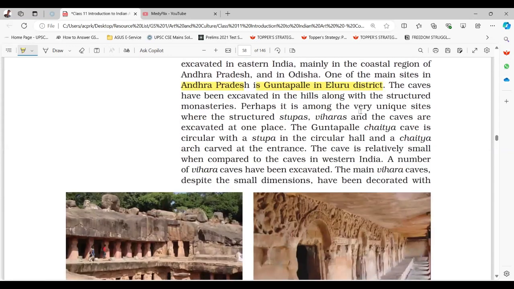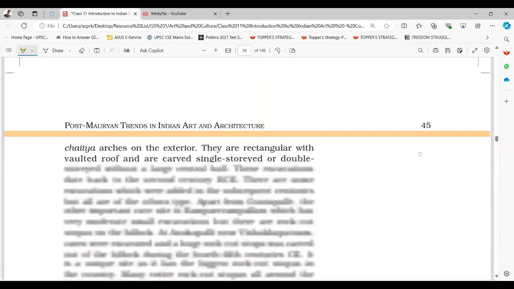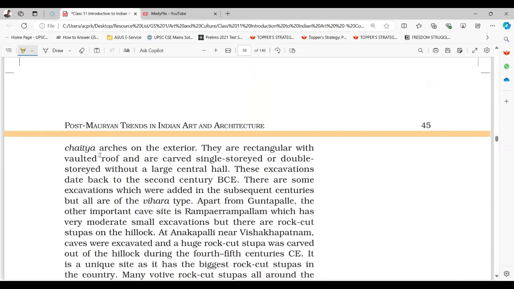Perhaps it is among the very unique sites where the structured stupas, viharas, and the caves are excavated at one place. The Gundepalli Chaitya cave is circular with a stupa in the circular hall and a Chaitya arch carved at the entrance. The cave is relatively small when compared to caves in Western India. A number of vihara caves have been excavated. The main vihara caves, despite the small dimensions, have been decorated with Chaitya arches on the exterior.